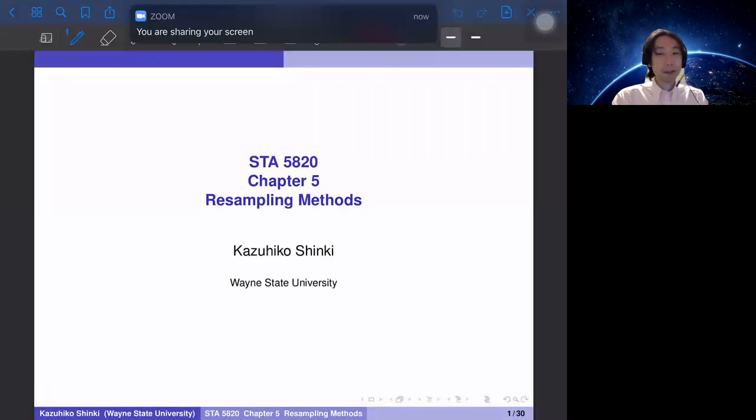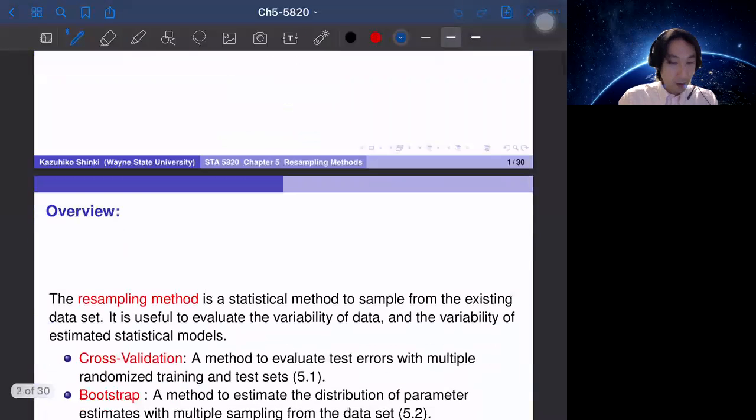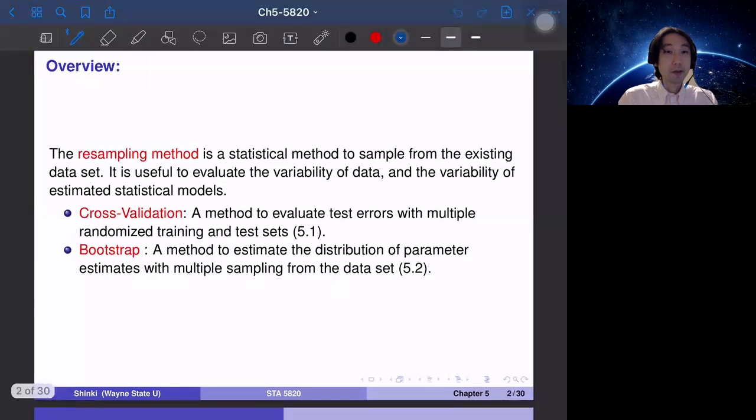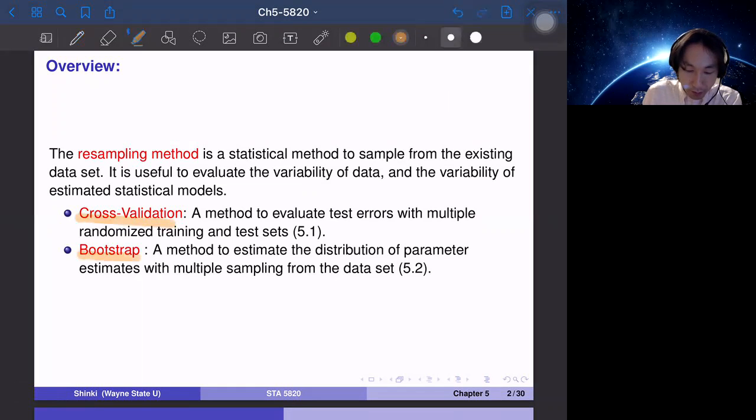So chapter 5 is resampling methods. I think this is good for just the one day. We will study two concepts. One is cross-validation, and the other is the Bootstrap.